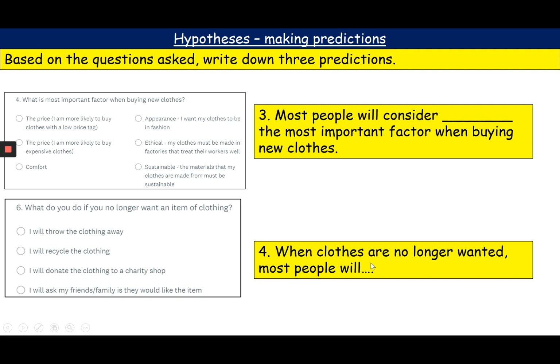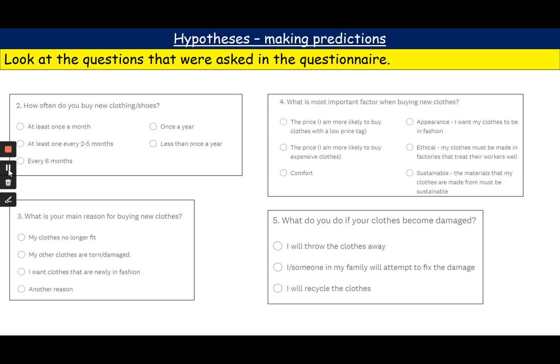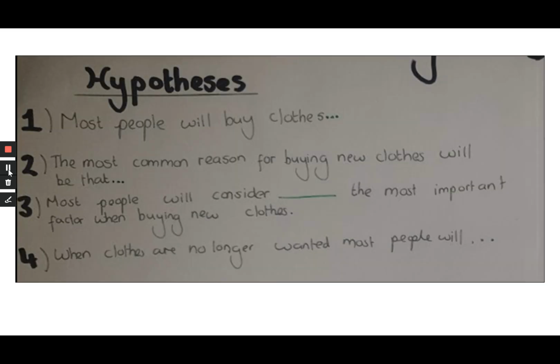Finally, number 4, when clothes are no longer wanted, most people will ... I want you to choose one of these options, whichever one of those options for this section you think will be the most popular choice. So take some time to consider what your hypotheses might be. Remember, looking at the help sheet, oh, where is it? There it is. You should number your hypotheses and just either fill in the blanks or complete the section. So pause the video now.